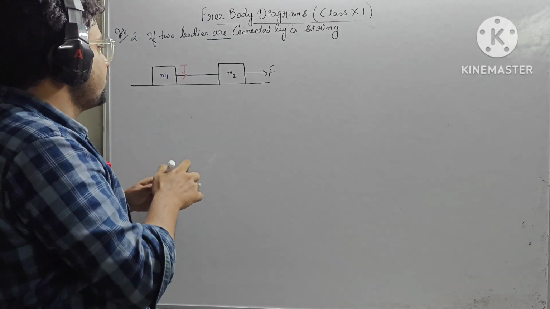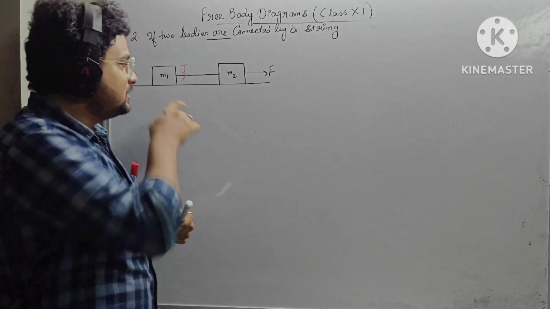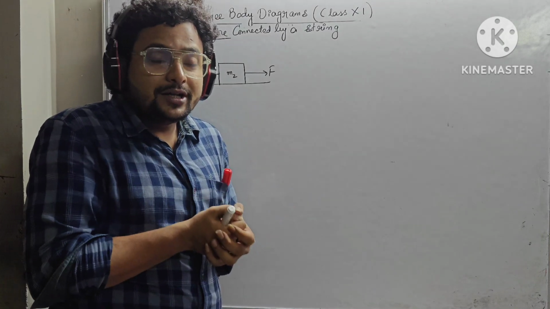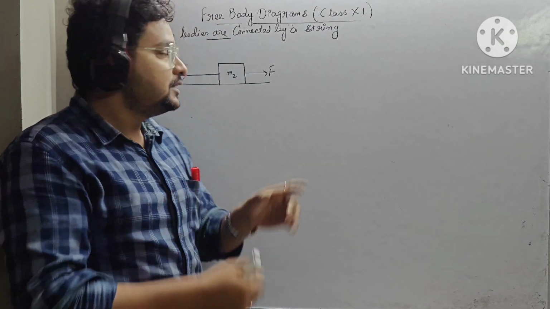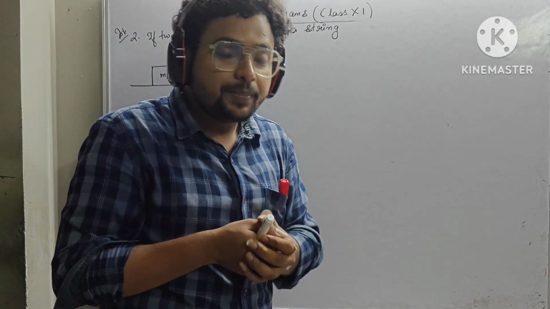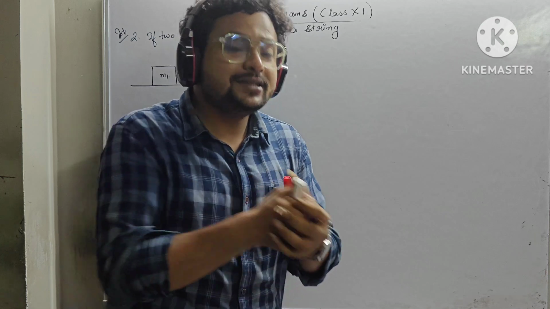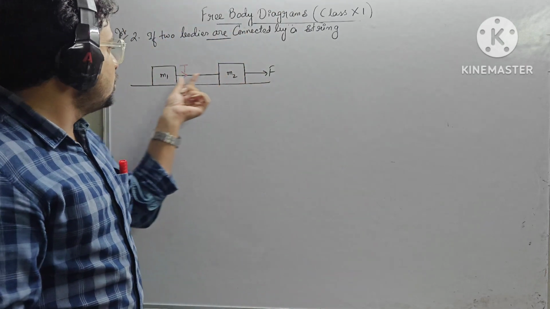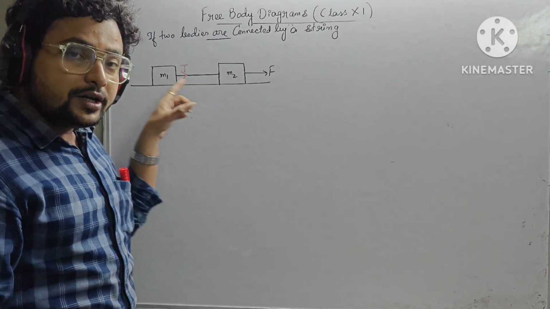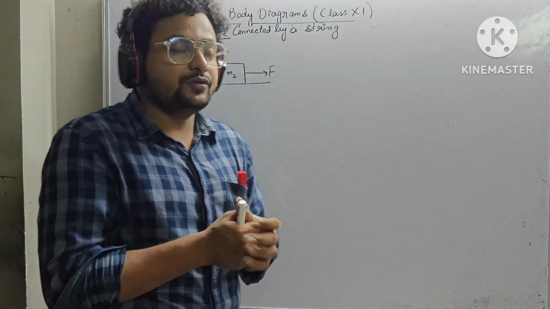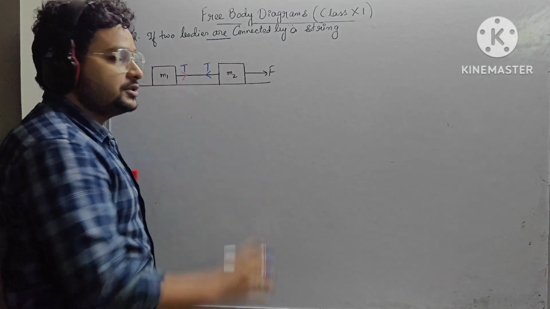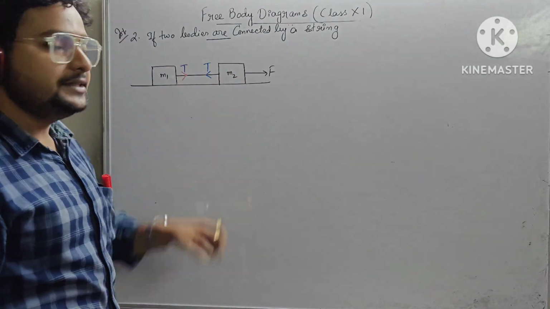Also, this body M1 is going to hold the body in the backward direction. M2 is going to pull the body in the forward direction, so one tension will be acting. But M1 will also try to resist that particular force. So one more tension will be acting, but that will be the same tension in this direction. Okay, so T and T.